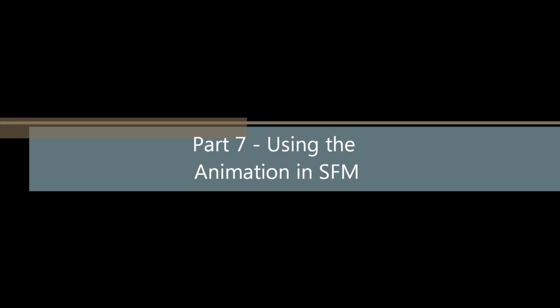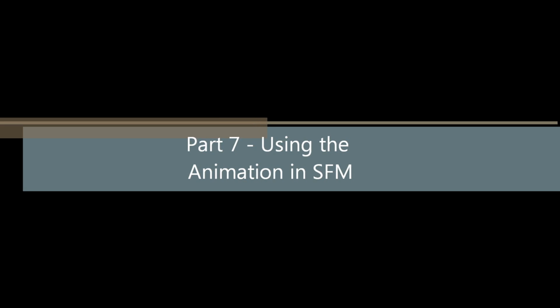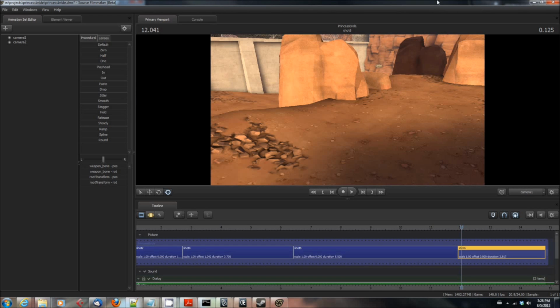This is the last part, in which I show you how we can import the DMX file we created in the previous segments into Source Filmmaker and use it to animate a character. It's really quite simple. What I've done for the purposes of this tutorial is I've gone ahead and opened up an animation that I did earlier, and I just copied a shot because I didn't want to recreate the camera positions. But it's very simple.